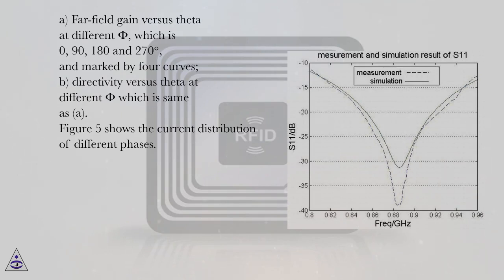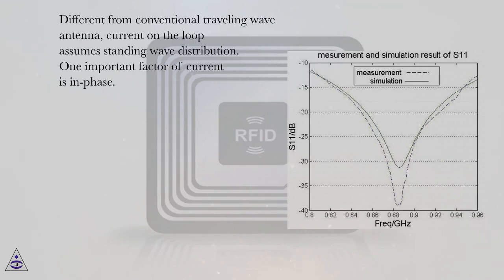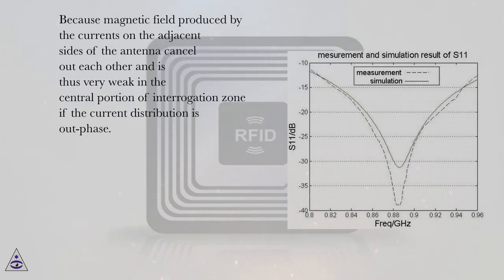Figure 5 shows the current distribution of different phases. Different from a conventional traveling wave antenna, the current on the loop assumes a standing wave distribution. One important factor of current is in phase. Because the magnetic field produced by the currents on the adjacent sides of the antenna cancel out each other, it is thus very weak in the central portion of the interrogation zone if the current distribution is out of phase.